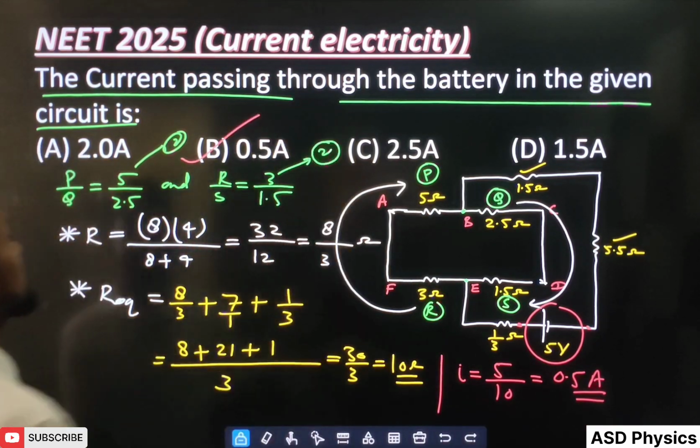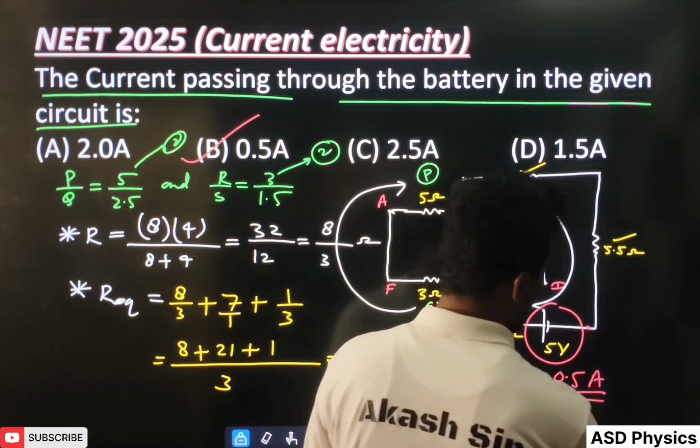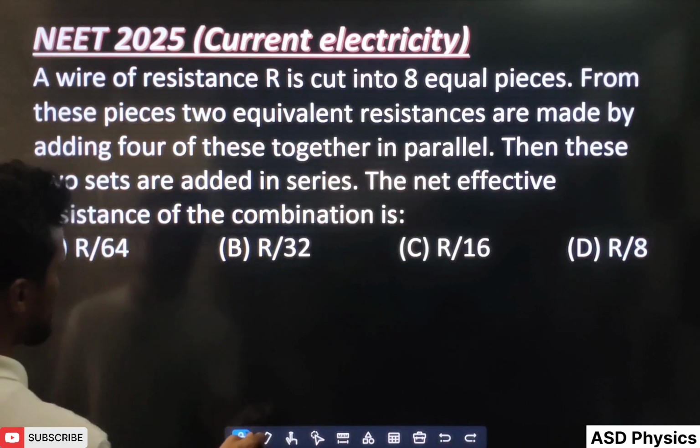The correct option is Option B. This question is based upon the application of the Wheatstone bridge. Okay. Next one. Kindly see here.